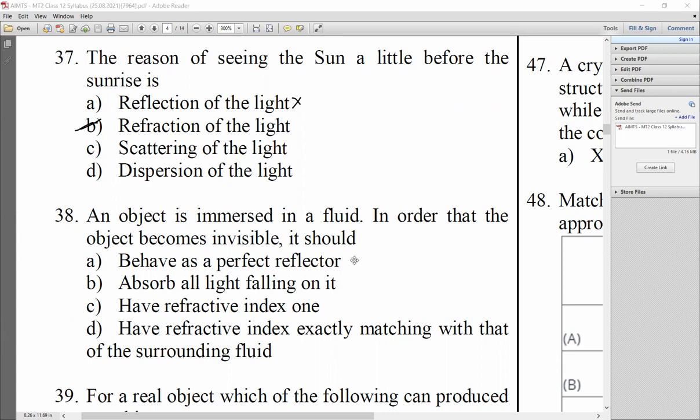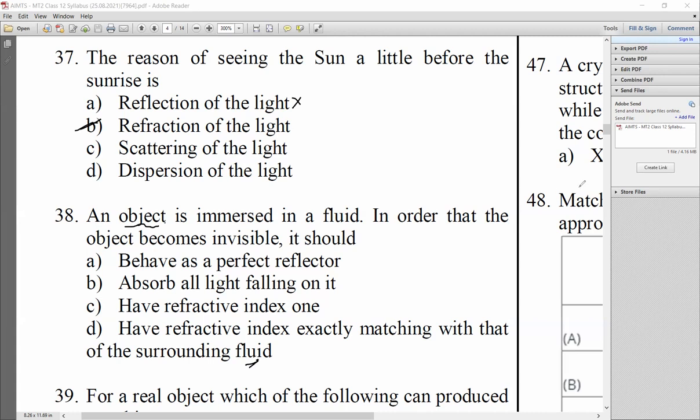Have a refractive index 1. No, that is also not it. The object having refractive index exactly matching that of the surrounding fluid. When this happens, what happens? An object is immersed in a fluid in order to become invisible. So if both the fluid and the object have the same refractive index, then light won't bend, right? Light won't bend.